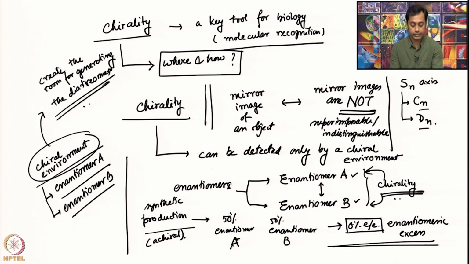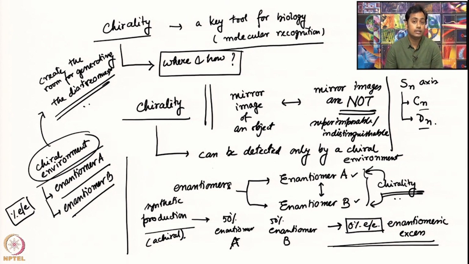And with that we can separate out enantiomer A and enantiomer B, that means we can actually get an enantiomeric excess at the end. So, that is what is actually done in the actual chemistry. We try to create a chiral environment. For example, if we have enantiomers A and B almost at the same level and we want to separate them, we actually use a chiral column which creates the environment.